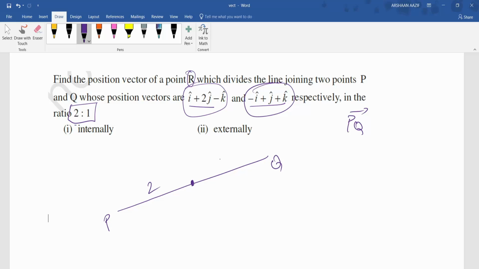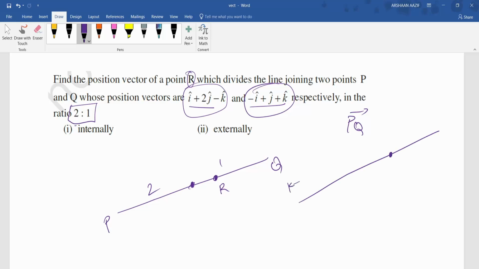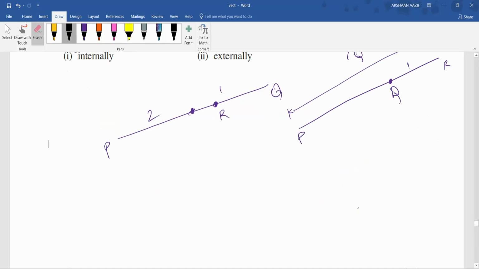So let us try to do it for condition 1, which is internally. So it is 2 is to 1, so I am drawing a point R vector. The second condition is externally, so P, Q and R, where my R is outside, and this is how the ratio will be 2 is to 1. So we'll try to do it for the first condition, which is internally. So the formula is R vector is equal to M into B vector plus N into A vector, divided by M plus N, and M is 2 and N is 1.